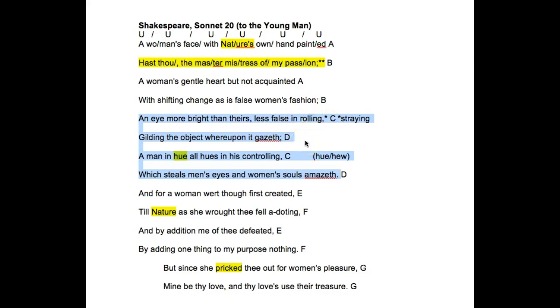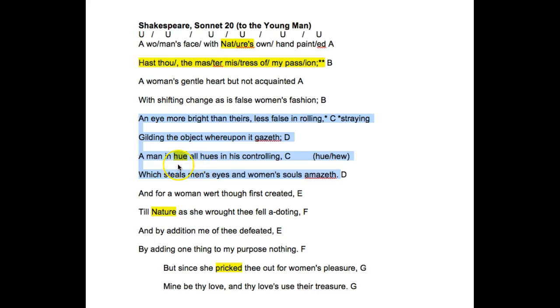And everything he looks on, he makes it golden, right? Gilding the object whereupon it gazeth. This is interesting. A man in hue, all hues in his controlling, which steals men's eyes and women's souls amazeth. And so I'm drawing attention to the word hue here because I think Shakespeare is employing a pun. He's referring to the secondary definition of the word hue, H-U-E, which refers to character or aspect, right? A hue is a color, but the secondary meaning is character or aspect.